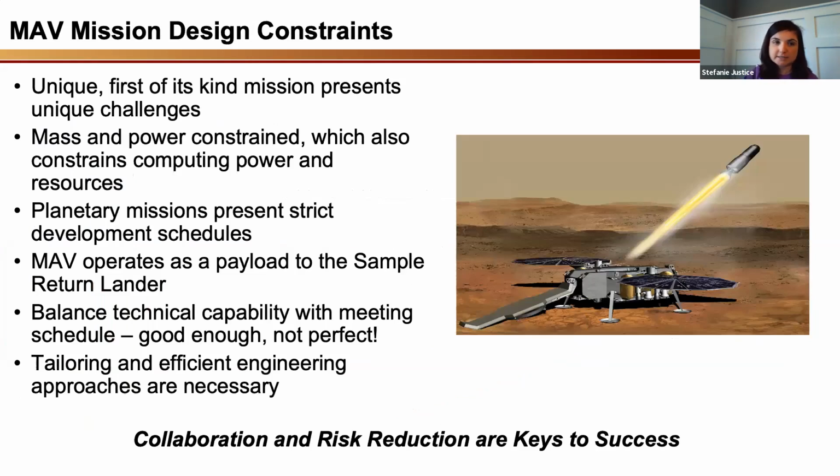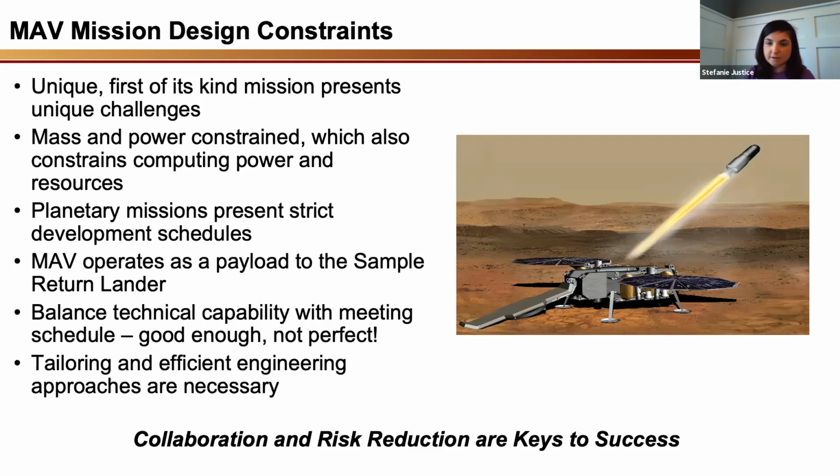Some of the mission design constraints that we're dealing with. It's unique. It's a first of its kind mission. We've been talking about doing Mars sample return. It's been studied for, as I understand it, 30, 40, 50 years. And I think this is the first point that we've made it to this point in the design process. Because of the size of the Mars Ascent vehicle, we're very mass and power constrained, which also constrains our computing power and resources. So we're very limited on what types of flight computers we can fly on a rocket this small.